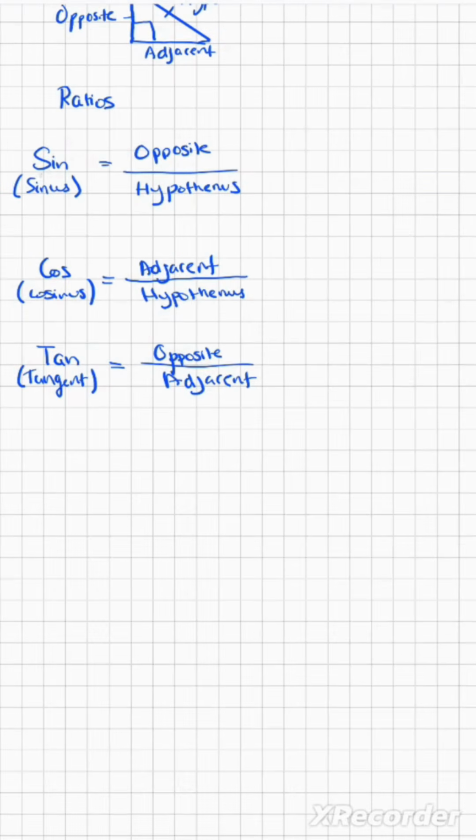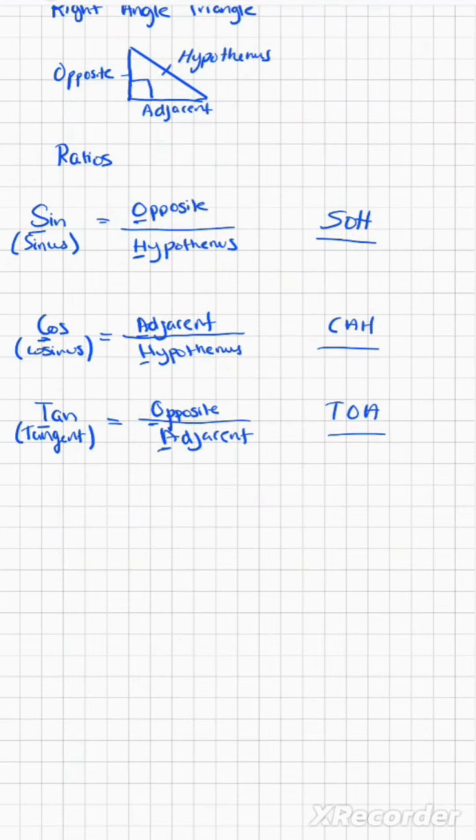The trick to remember these is S-O-H, C-A-H and T-O-A. So that is SOHCAHTOA. SOHCAHTOA is the trick. Now this is basically a ratio of the sides, but it is in relationship to the angle. So it's sinus of the angle, cosinus of the angle, and tangent of the angle.